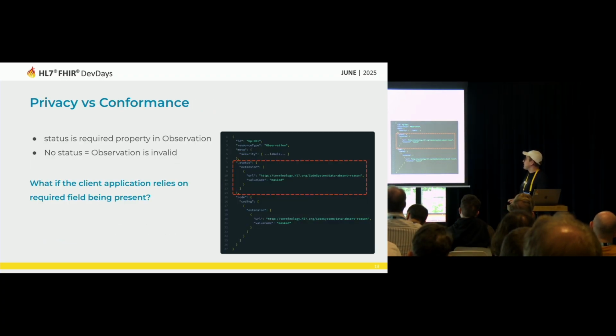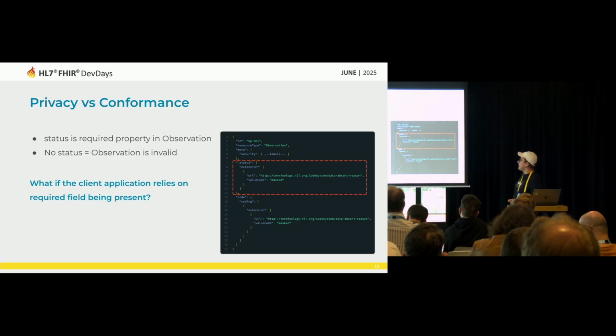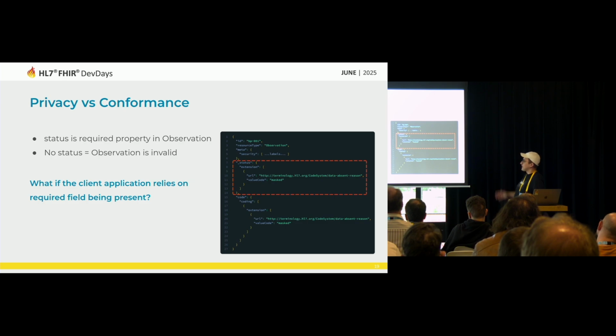And yes, FHIR requires certain fields to be present, and what happens if we mask these fields, if we change the required fields? It means we will return a non-conformant resource in the response. While conformance for the sake of conformance is an acceptable trade-off, maybe the real problem begins if the client application relies on required fields being present. So it's kind of privacy versus conformance, and sometimes I think privacy has to win.